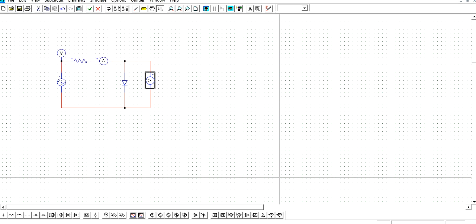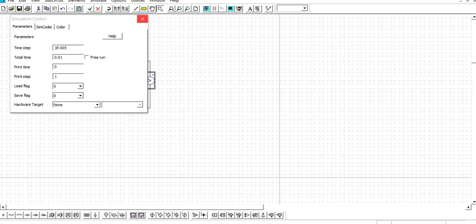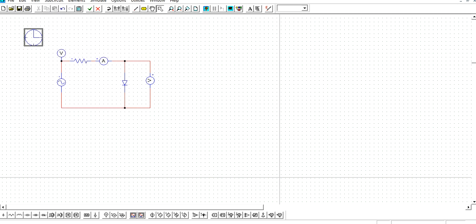Now we will go to the simulation. Before simulation, we can give the simulation parameters. Go to simulate, simulation control, take this one. How many waveforms do we need? Based on that, we need around 5 waveforms. The total time the circuit is simulated, we give here. Now we go to simulate, run simulation.